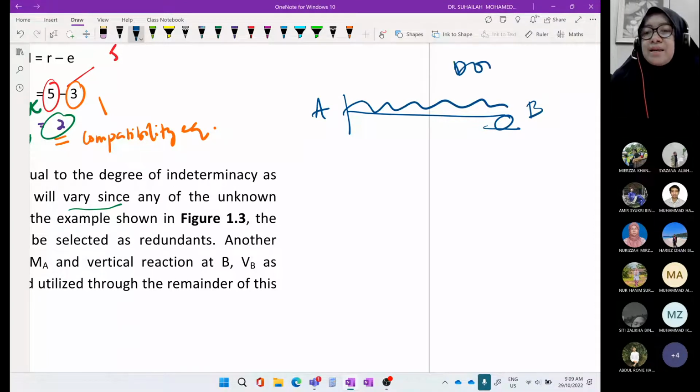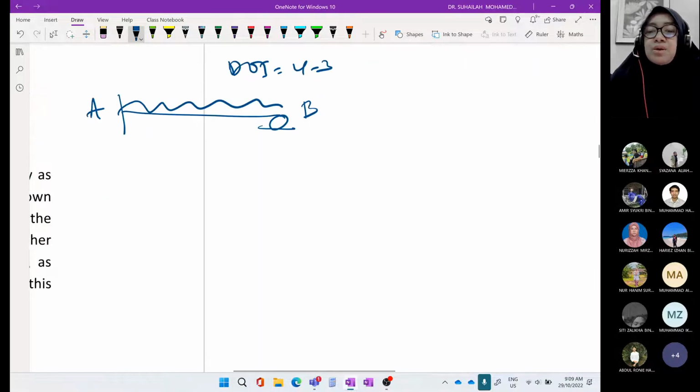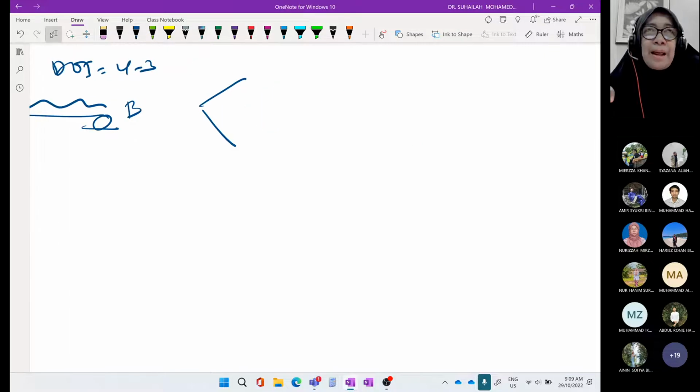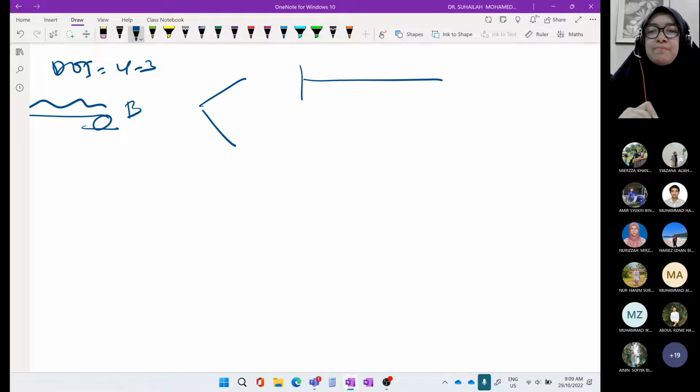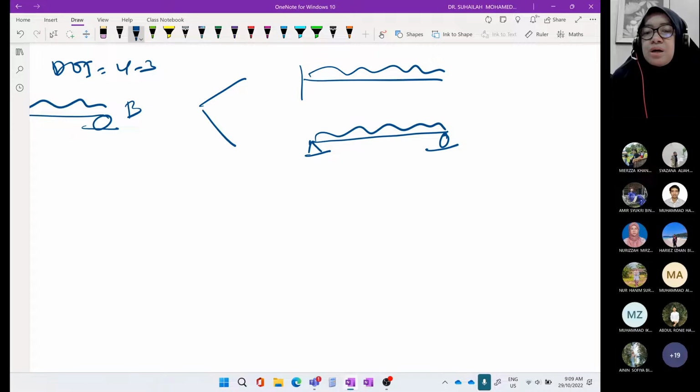For one redundant like this, it is 4 minus 3. So we will have what we call possible primary structures, because the primary beam can be a cantilever beam, or it can be a simply supported beam. If we choose a cantilever beam as the primary beam, we remove By, and when we have a simply supported beam as the primary beam, the redundant that we remove is MA.